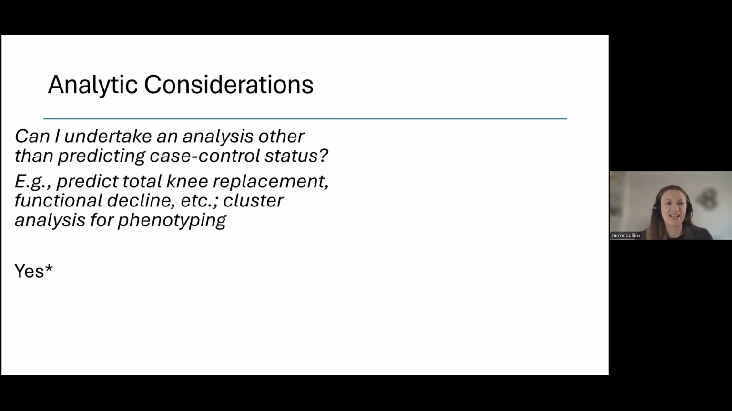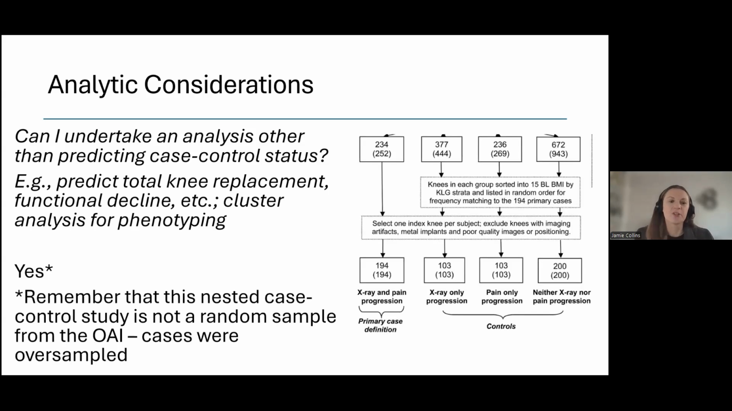So you can, and I think it is totally reasonable to do secondary analyses of a nested case control study using a different outcome or answering a different question. You just really have to keep in mind that this is a nested case control study and not a random sample from the OAI. And as I mentioned at the beginning, cases were oversampled. And so when undertaking a secondary analysis, we really have to be mindful of the selection bias and what population this generalizes to.